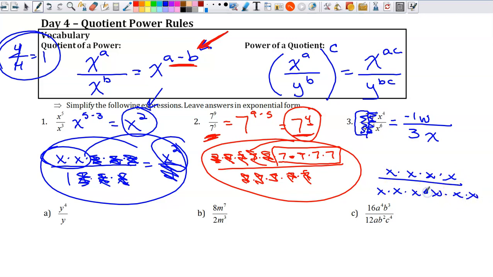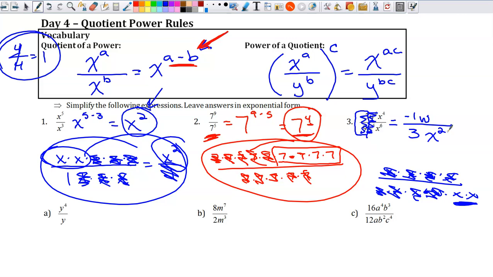And again, you're not going to want to draw this out every time, but just the concept, the thought behind it is, I think, important. Cancel, cancel. Cancel, cancel. Cancel, cancel. Cancel, cancel. So you're left with these 2 x's, but where they are at is important. They are not on the top. They are on the bottom, which is why we end up with an x squared on bottom.